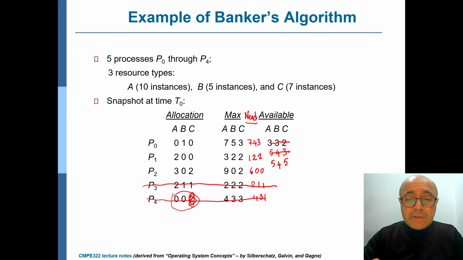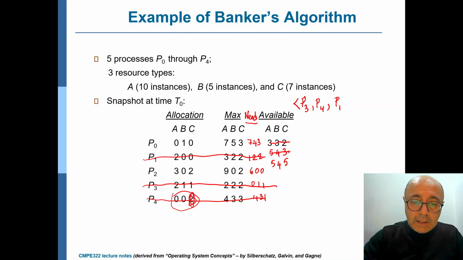Now, which process can complete? By the way, let me also write on the side. I first completed P3, then P4. So this is my sequence: P3, P4, then, let's see what. With 5, 4, 5, I cannot complete P2. I cannot complete P0. There's one option only, P1. So when P1 is completed, I should add 2, 0, 0 here. So this will become 7, 4, 5.